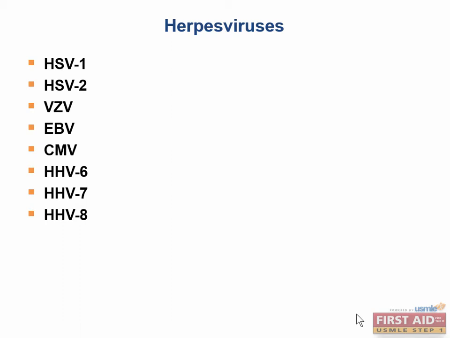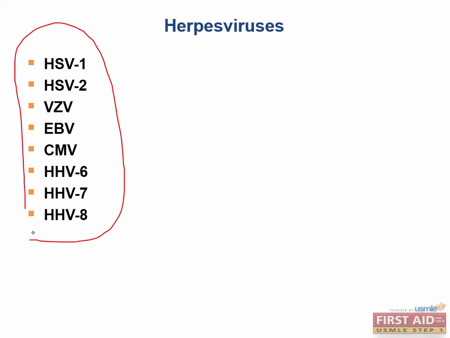So now let's discuss the herpes virus family in more depth. Here are the 8 clinically relevant herpes viruses. Do you remember, are these viruses DNA or RNA viruses? These are DNA viruses. Very good. And are they enveloped or naked? They're enveloped viruses. Very good.